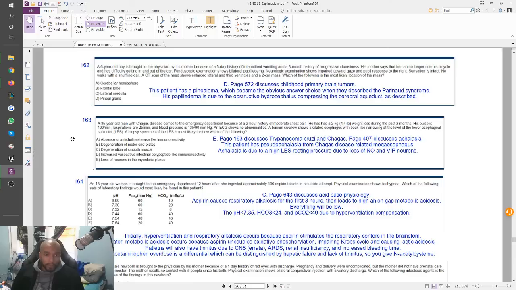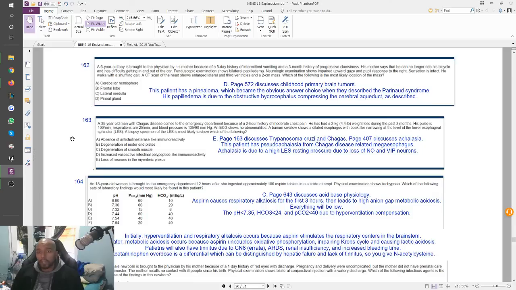163, a 35-year-old man with Chagas disease comes to the emergency department because of a 2-hour history of moderate chest pain. He had a 4.4-pound weight loss during the past 2 months. His pulse is 100 per minute, respirations are 25 per minute, and blood pressure is 135 over 90. An ECG shows no abnormalities. A barium swallow shows a dilated esophagus with beak-like narrowing at the level of the lower esophageal sphincter. A biopsy of that lower esophageal sphincter is most likely to show which of the following?